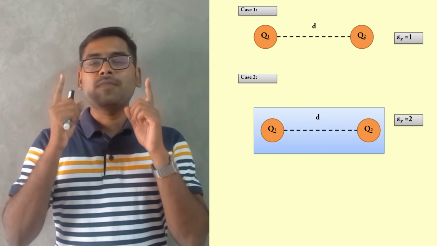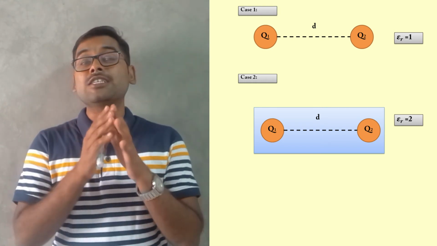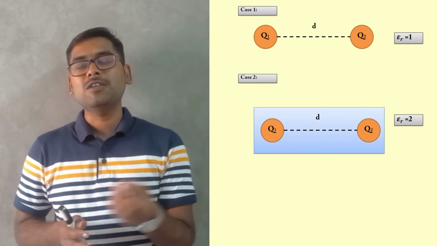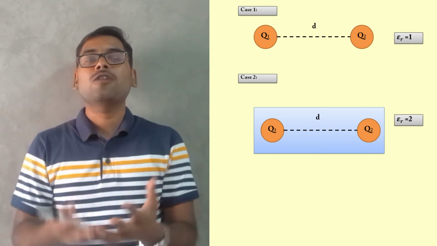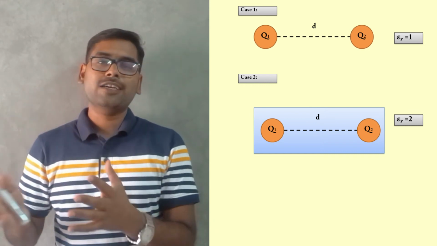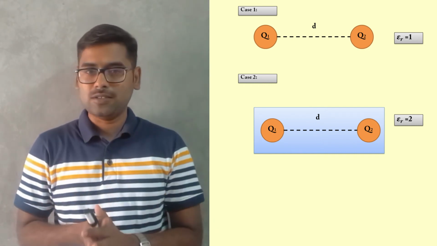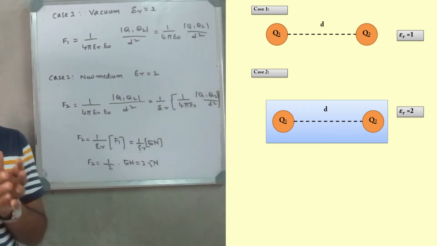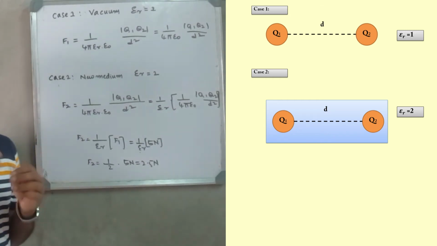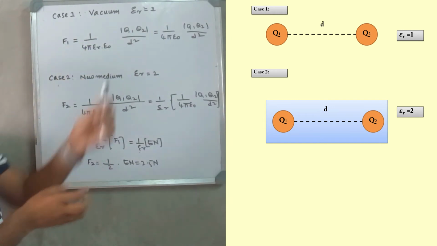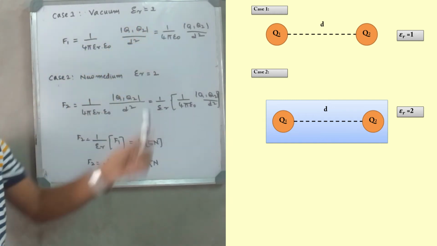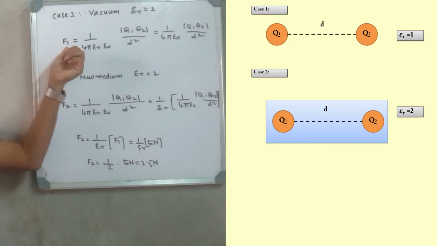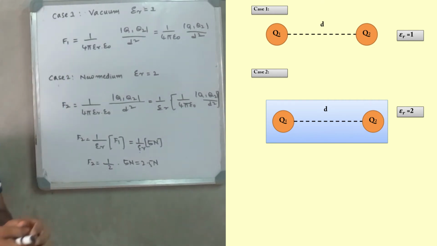The magnitude of these charges is the same and the distance between them is also the same, but the force between them will change because of the change in the medium. We need to calculate the new force of attraction or repulsion between those charges. If you observe that diagram, in the first case the two charges q1 and q2 are placed in vacuum. For vacuum, the value of epsilon r is equal to 1, that is, the relative permittivity of vacuum is equal to 1. Let F1 be the force experienced by q1 and q2 in the vacuum.